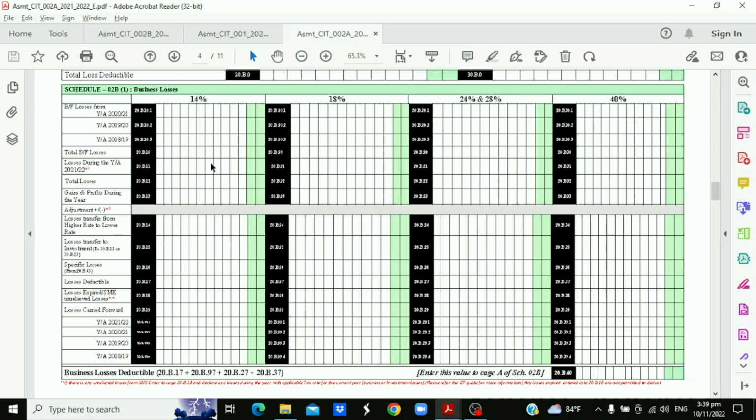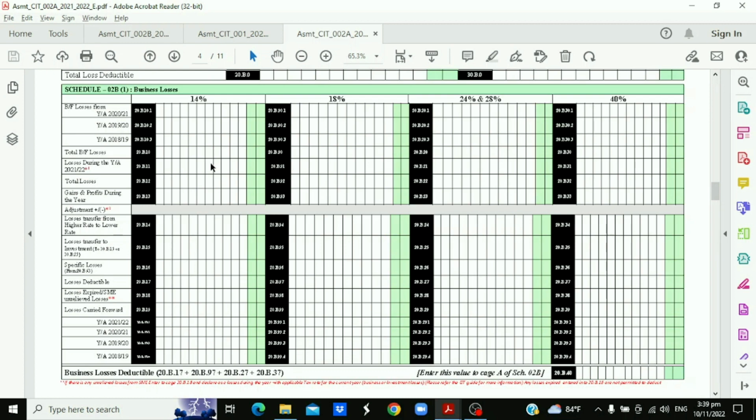This sum value we can take as the total loss. Then by using those cages, we can decide what would be the total loss. Within this period, if there is a gain and profit within this year of assessment, then we can set off this total loss against that profit.